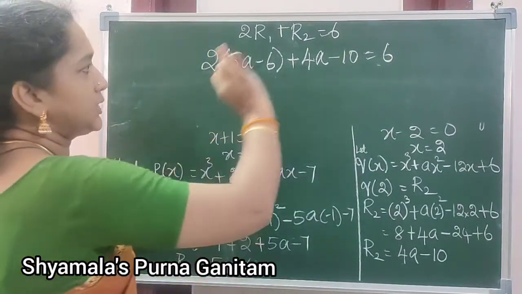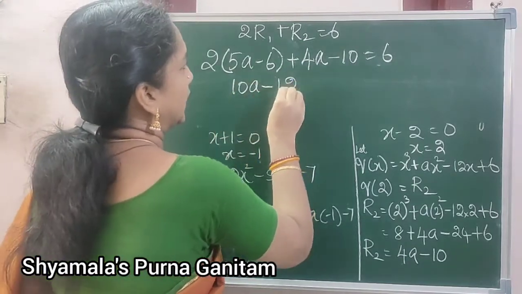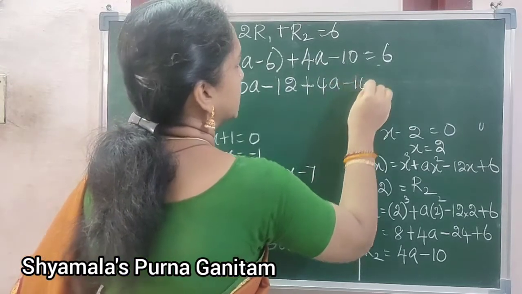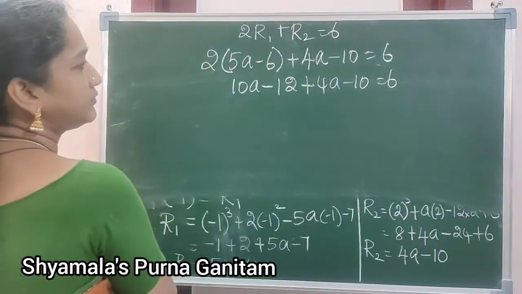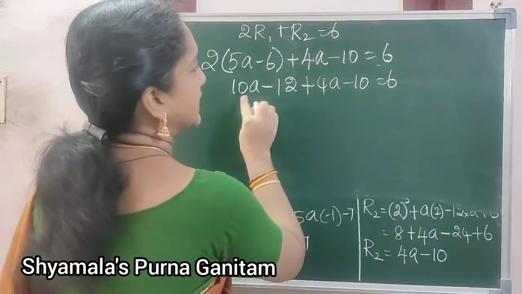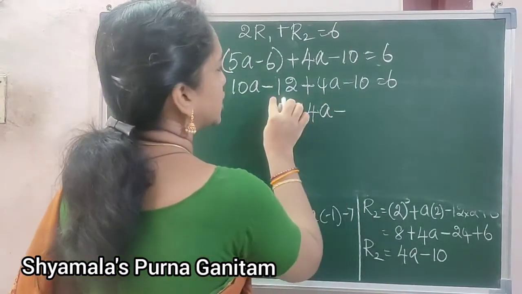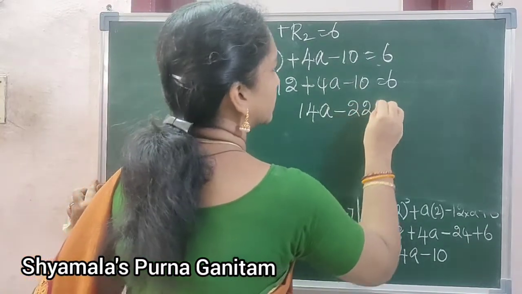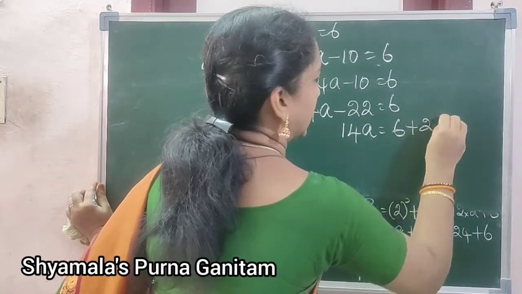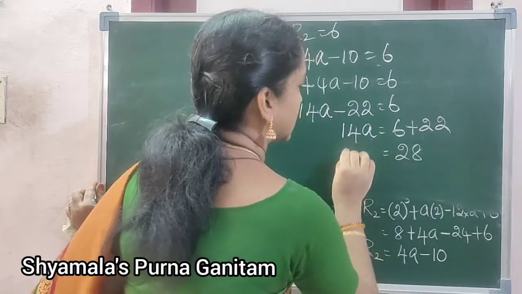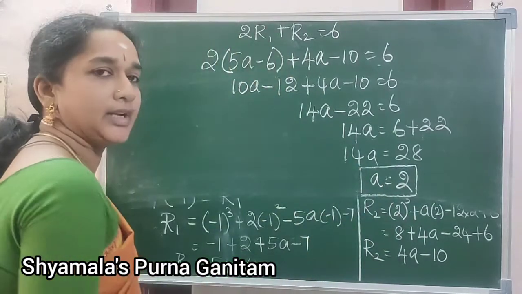When we simplify this, we will get the value for a. So this is 10a minus 12 plus 4a minus 10 is equal to 6. This one we will simplify. 10a plus 4a is 14a, and minus 12 and minus 10 is minus 22, equal to 6. So 14a is equal to 6 plus 22. 6 plus 22 is 28. 14a is equal to 28. a is equal to 2. So this is how it has to be done.